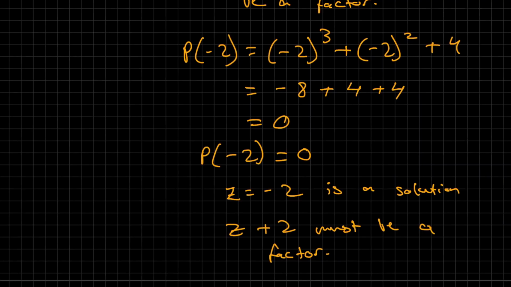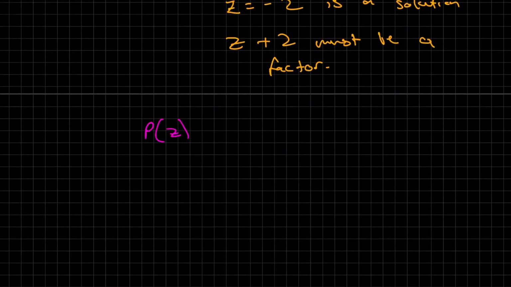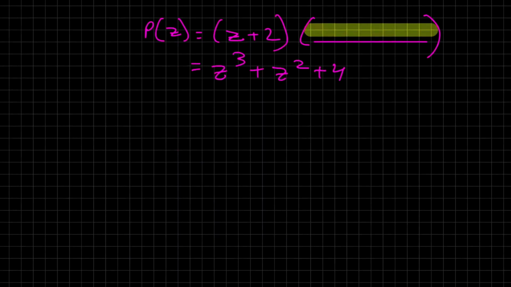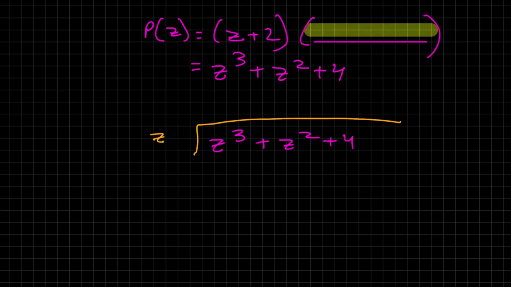So now we can rewrite p of z as z plus 2 times some quadratic, which would give us our expanded form of p of z, which was z to the power of 3 plus z squared plus 4. So to determine what this quadratic is, we would have to use our long division with polynomials. Let's quickly go through this. So we would go z to the power of 3 plus z squared plus 4 divided by z plus 2.